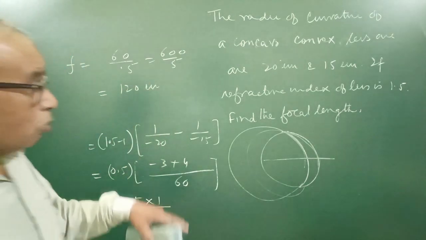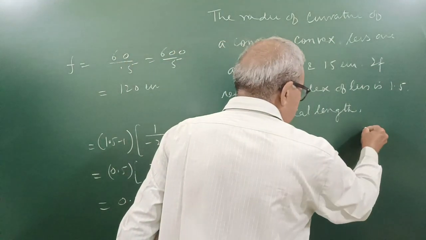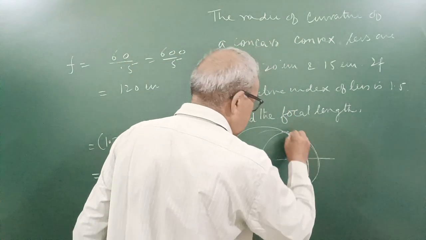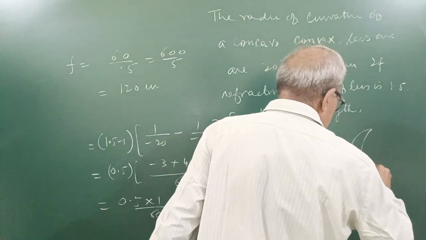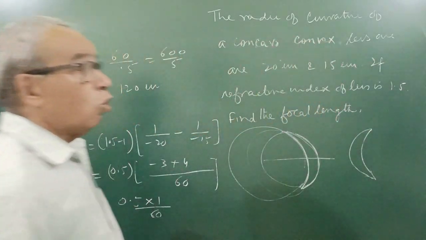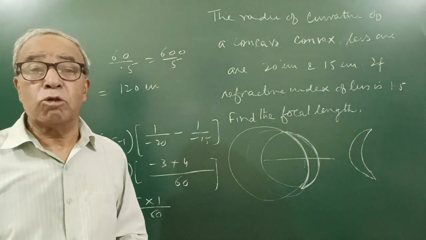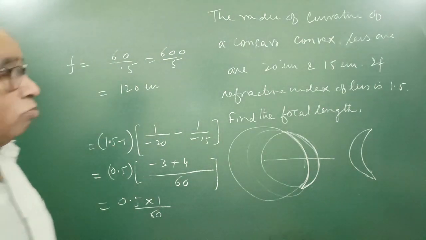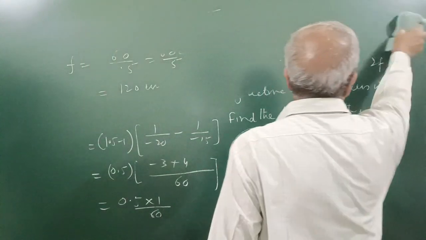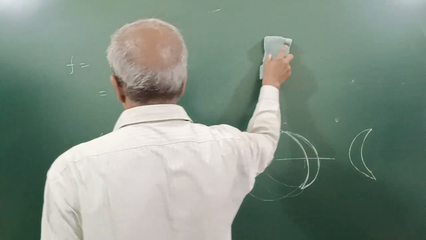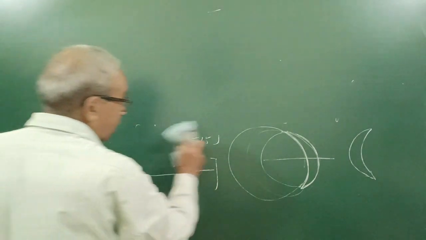Positive. Because whether you draw the diagram like this or you draw the diagram like this, it is a convex lens. Remember, focal length of a convex lens will be positive. Okay, it is concave or convex, but convex. Its nature is converging.